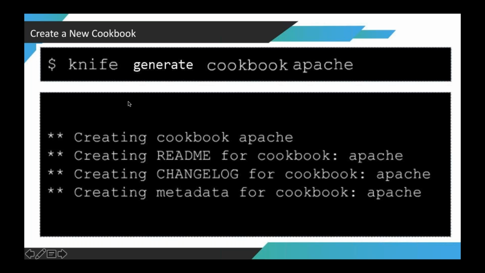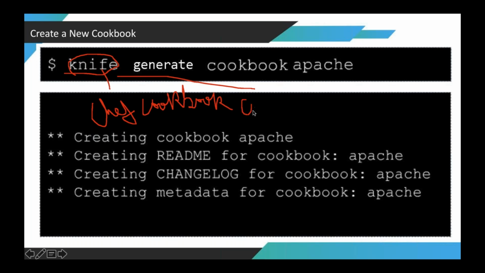Now this command has changed. Knife no longer supports the generate cookbook command, and this has been replaced by the chef CLI tool. So you do chef generate cookbook apache. The latest version of Chef supports this, and that is going to generate the Apache cookbook.